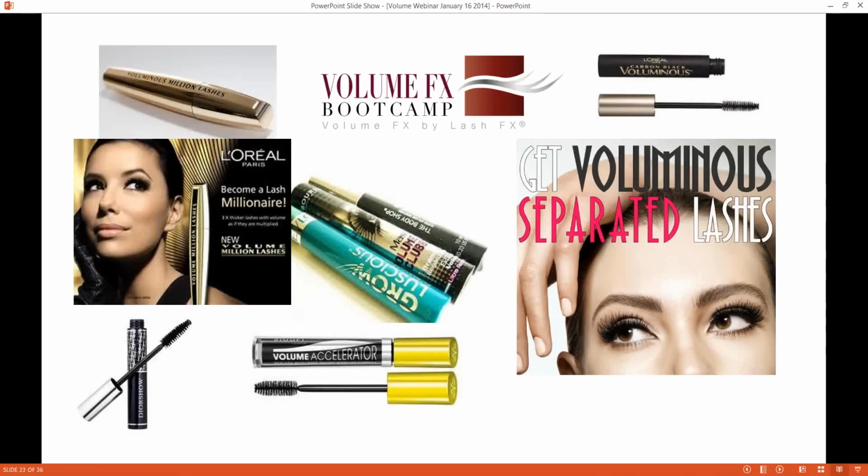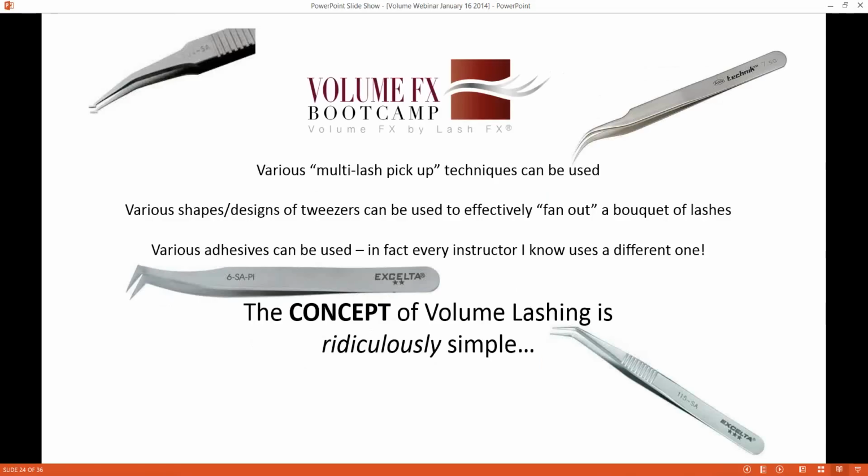Who wouldn't want Eva Longoria's beautiful lashes? Who wouldn't want lashes like this gal on the right-hand side where it says get voluminous separated lashes? Well, they're advertising a mascara, aren't they? But that is not a mascara on those models. That's strip lashes to give the effect of what they're promising. No real girl out there is going to get that effect. How sad. But we will deliver it. That's why we are in business, and that's why we are the experts we are.